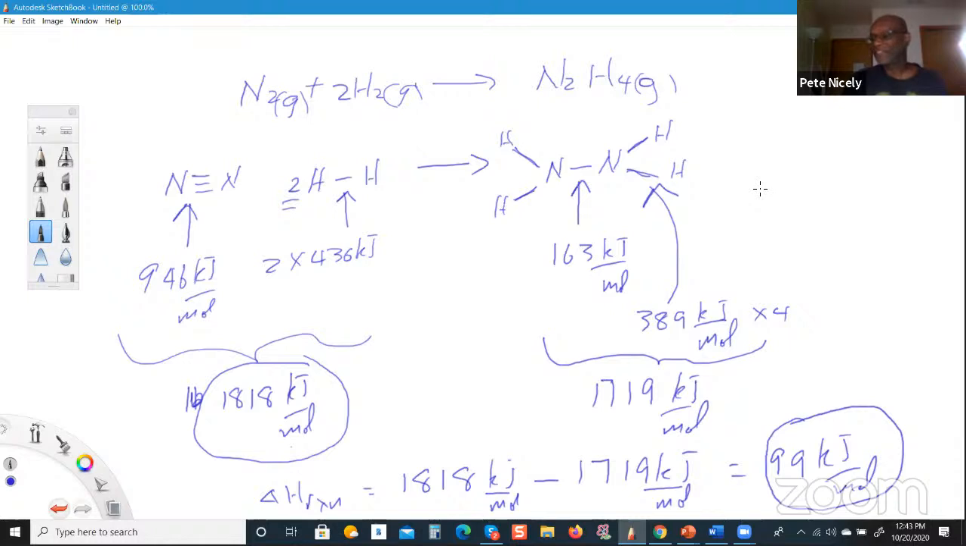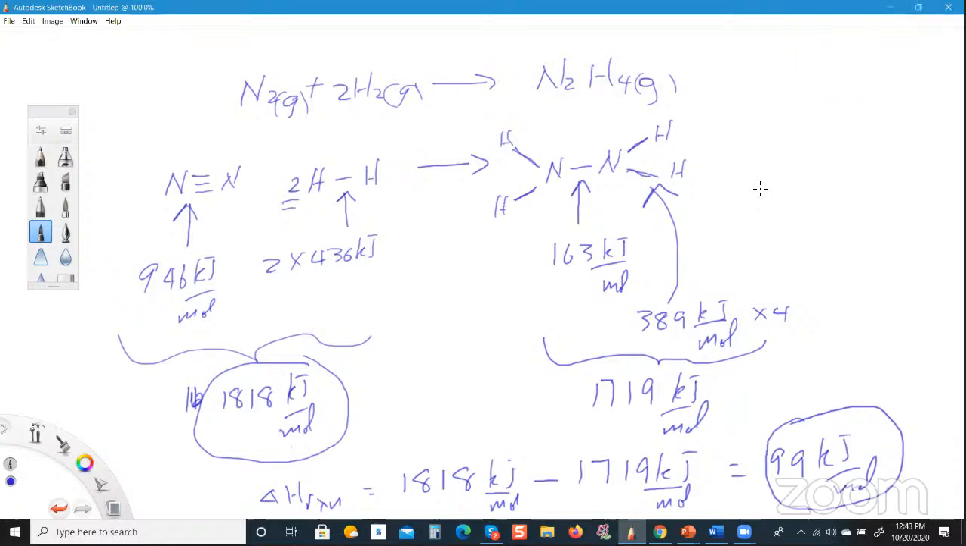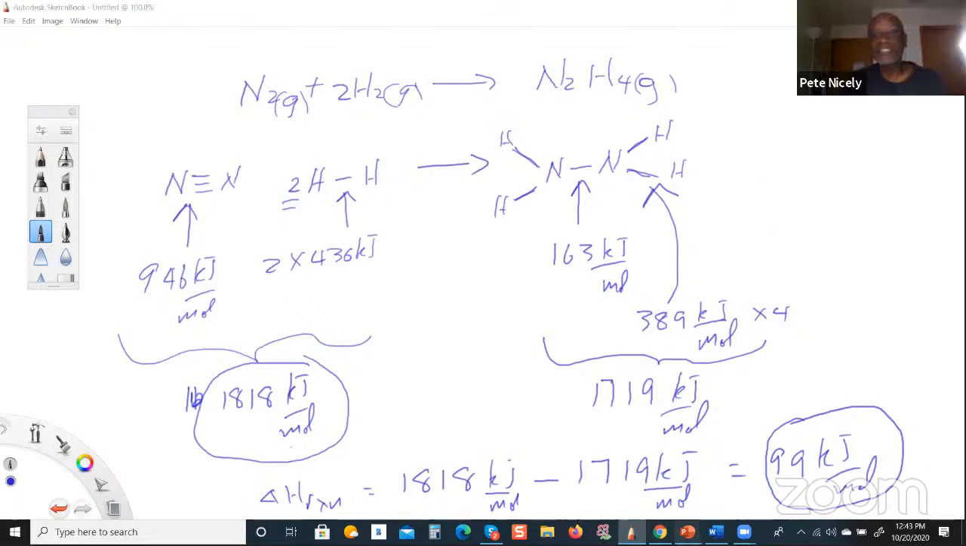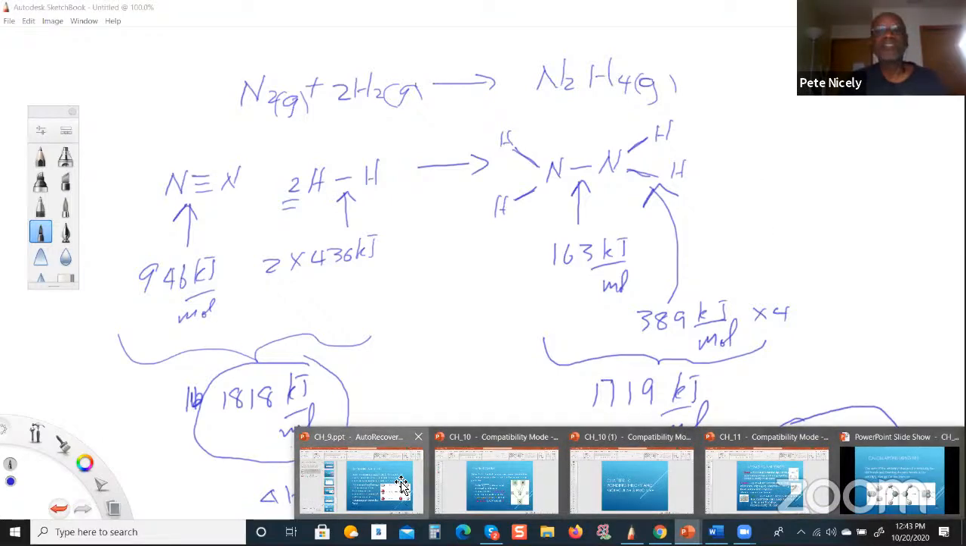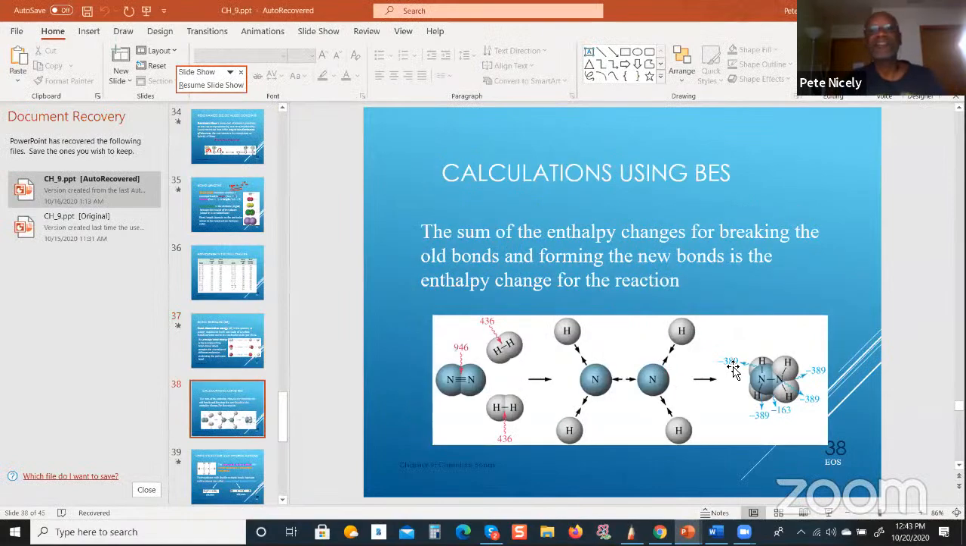Okay, any other questions concerning this example? Any other questions? Okay, so that's basically it for this chapter. Let me just see here. I don't think there's anything else.